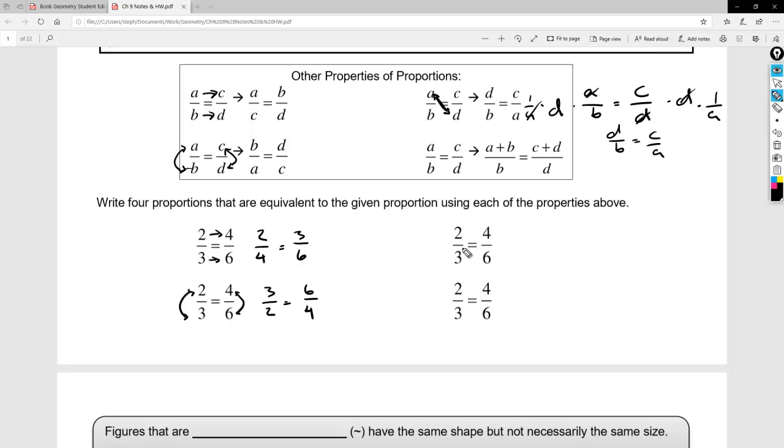So same thing that we did over here. If I flip my extremes, or what I actually did in practice is I multiplied, but if I flip my extremes, we also get a true proportion. And then last but not least, if I add my denominators to both sides, I do not end up changing anything. So I end up with 5/3 is equal to 10/6, which is also true.